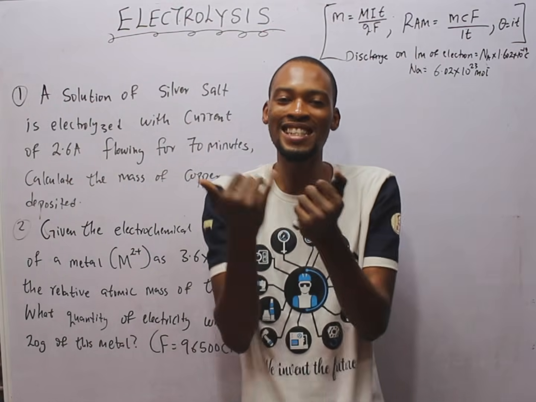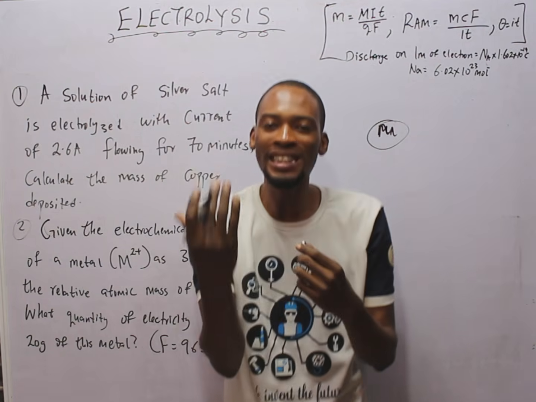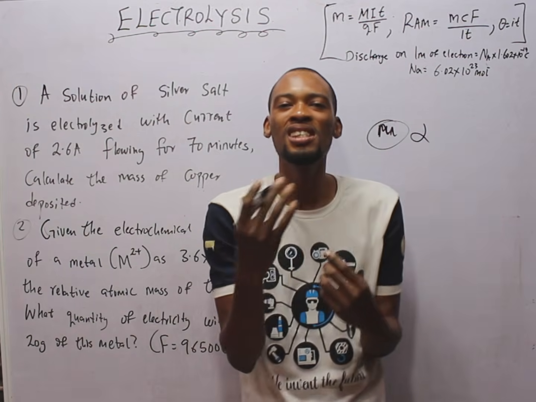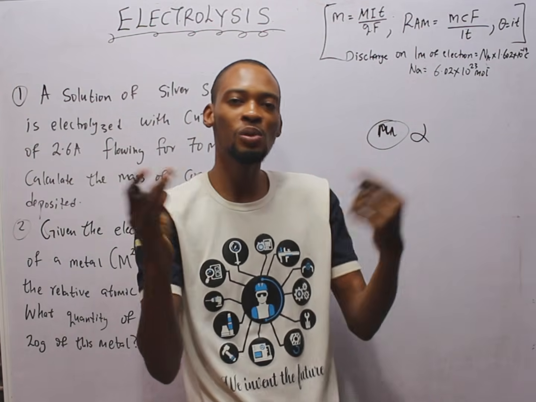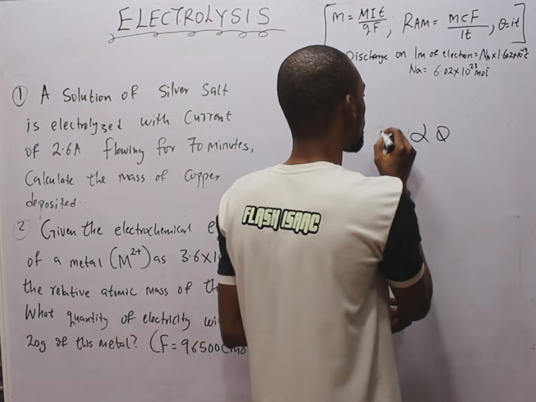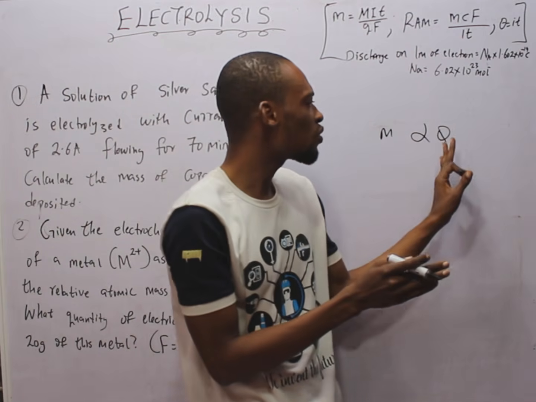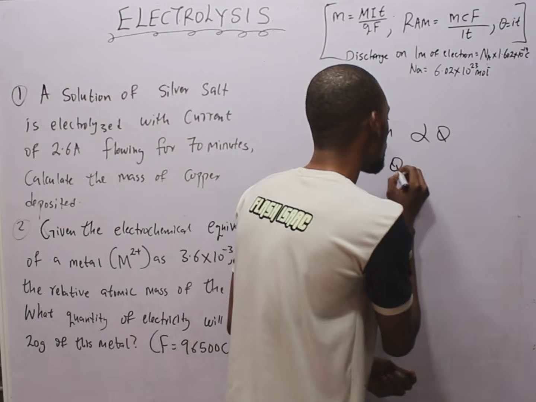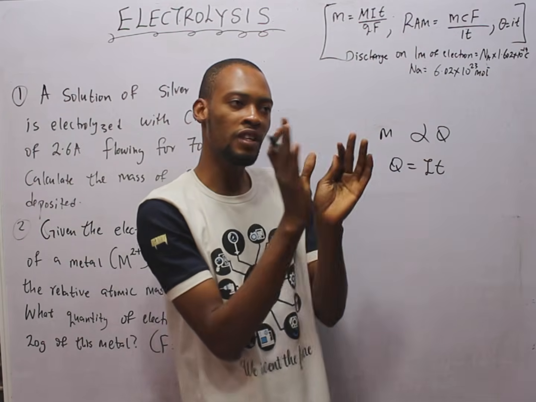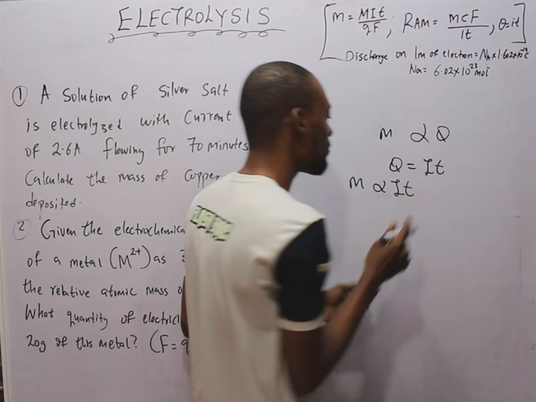Faraday's first law of electrolysis states that the mass M of a substance liberated at the electrode during electrolysis is directly proportional to the quantity of electricity passed into the substance. So mass is directly proportional to the quantity of electricity. This is Faraday's first law of electrolysis. And what is quantity of electricity? Q is equal to current times time. Therefore, Faraday's first law states that the mass is directly proportional to current times time.